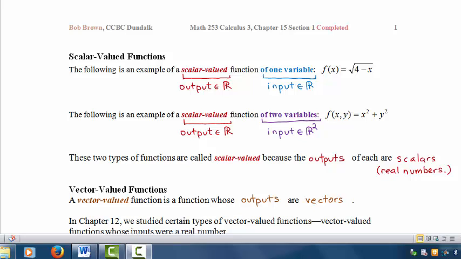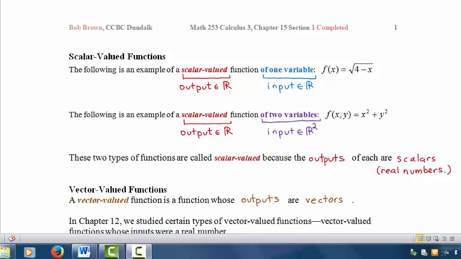Chapter 15, Section 1, Exercise 6. Before doing Exercise 6, we will review some definitions and theorems. A scalar valued function is a function whose output is a scalar.